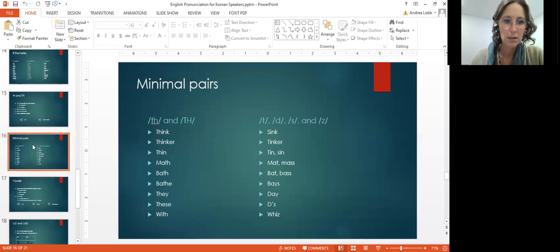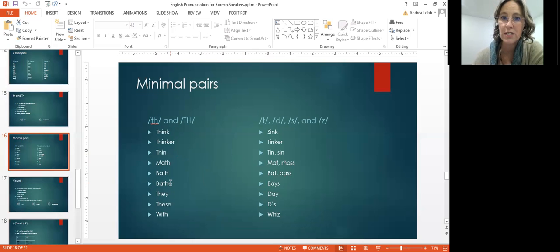Let's look at some minimal pairs. I paired these with S and T and D and Z because I hear all of those mistakes. So let's look at those differences. So listen for the difference. Think, think, sink. Thinker, tinker. Fin, tin, or fin, sin. Math, mat, or math, mass. Bath, bat, or bath, bass.